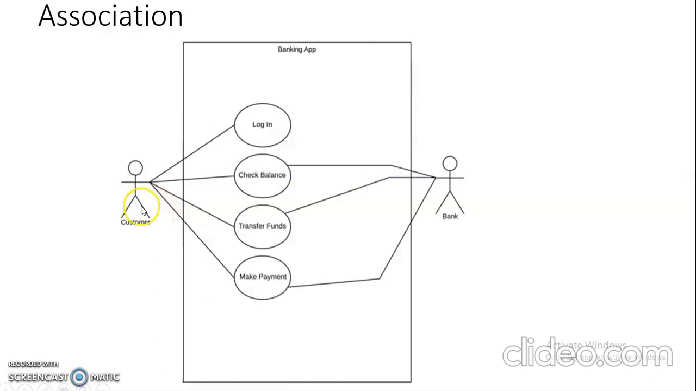Customer has an association with check balance. Customer is related to transfer funds. Customer is related to make payment. But the bank is not related with login, right? For example, whenever we log into GPay, if we forget our e-pin, the bank will not generate any messages to us. So the bank is not related to login, but the bank is related to check balance. Bank relates with transfer funds. Bank relates with make payments. So we have represented the association.